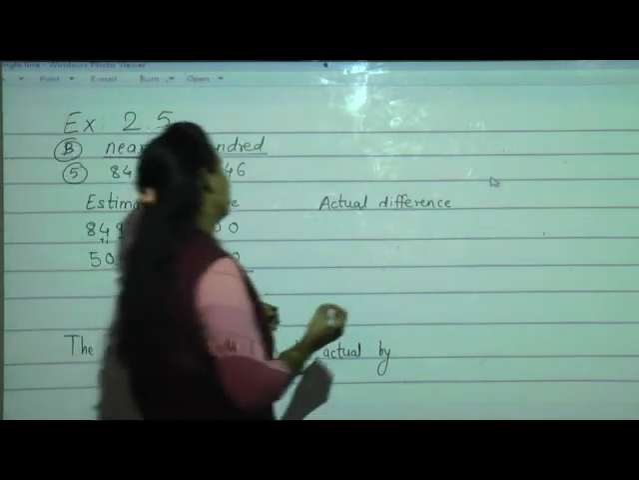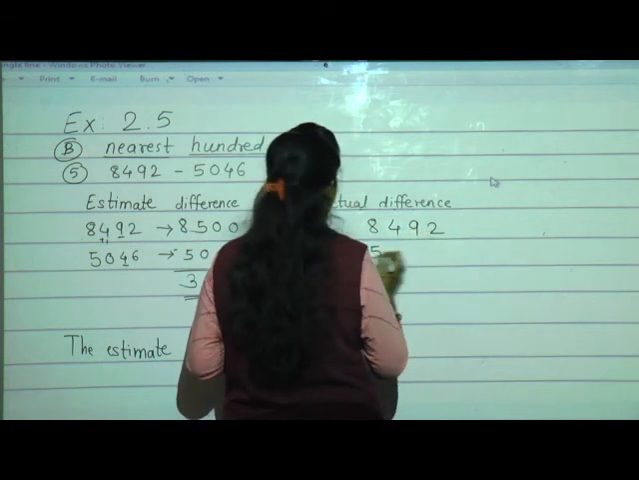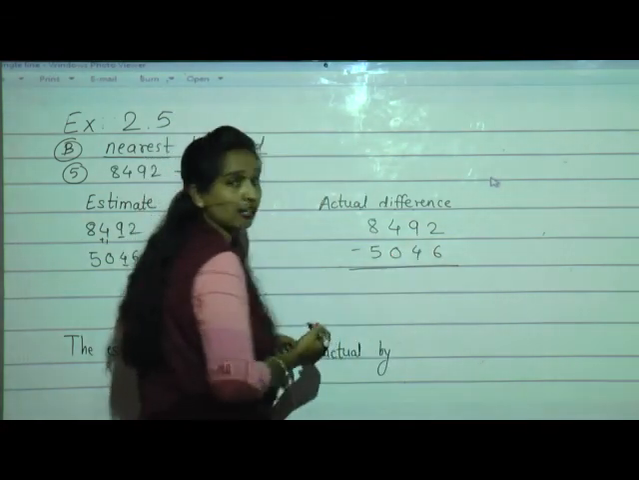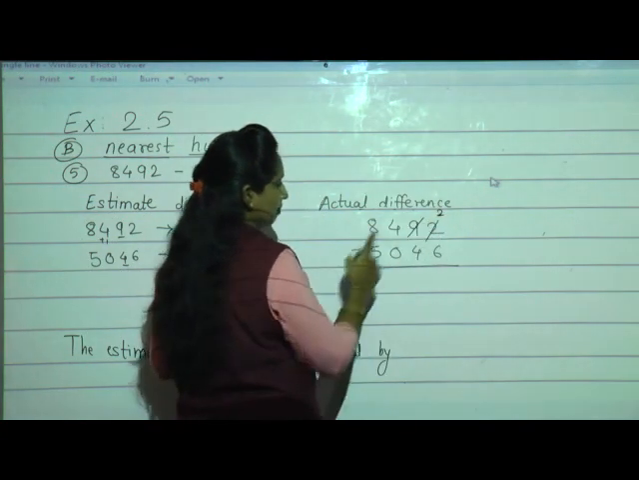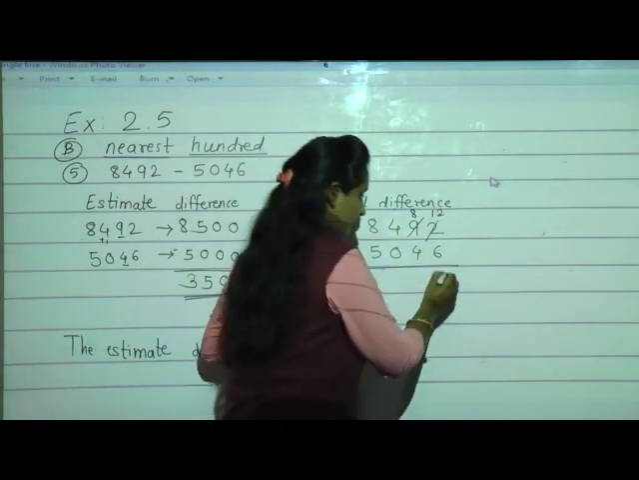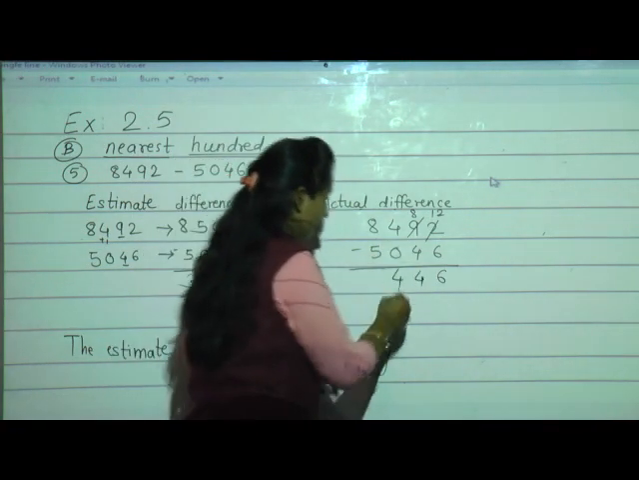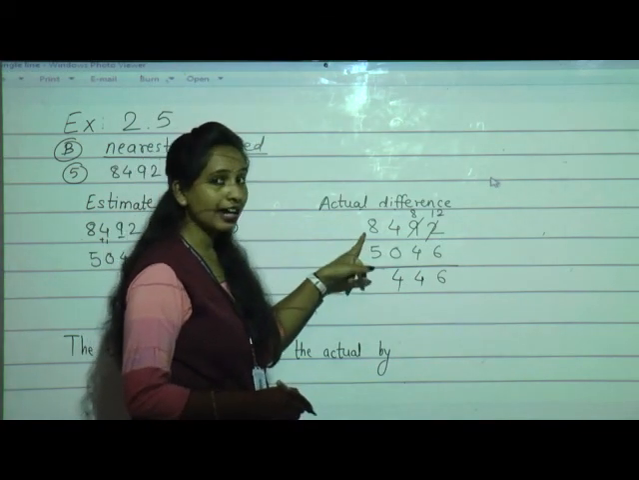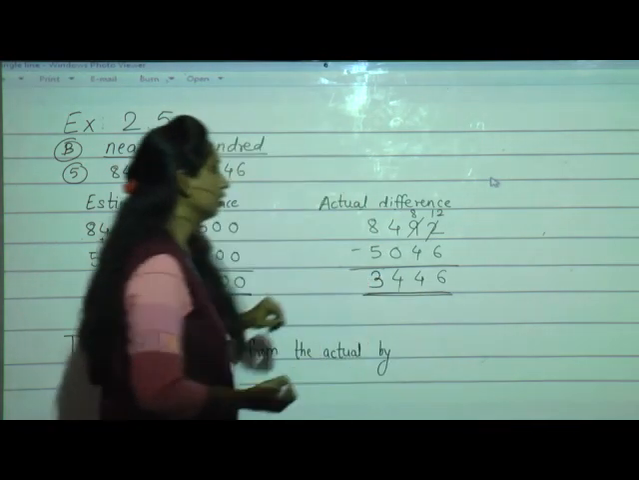Now we will find out the actual difference. So what is the actual number? 8,492 minus 5,046. Now 2 minus 6 we cannot do. Okay. So cut the 2, write it as it is. Take borrow from neighbor. Neighbor is having 9. He will give 1. 8 will remain. Now 12 minus 6 is 6. 8 minus 4 is 4. 4 minus 0 is 4. And 8 minus 5 is 3. So this is the actual difference.